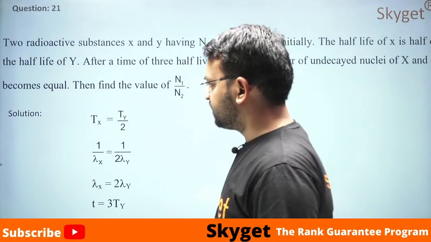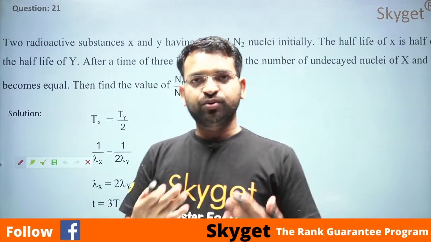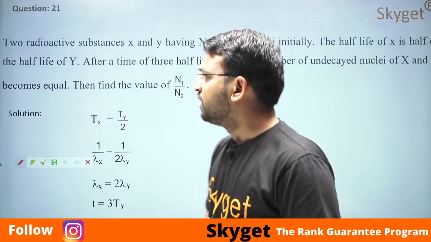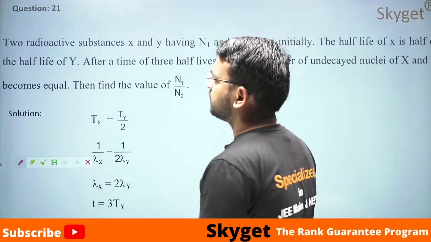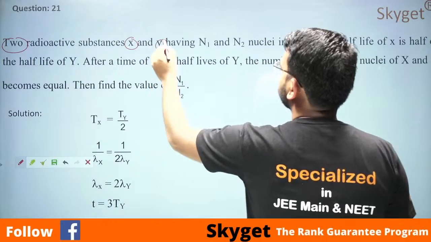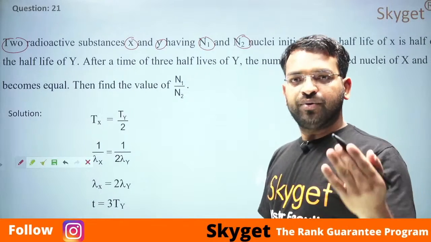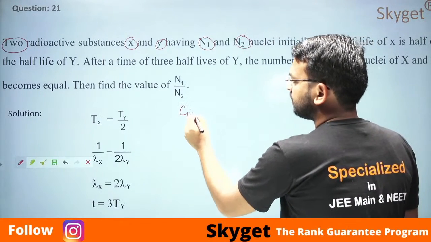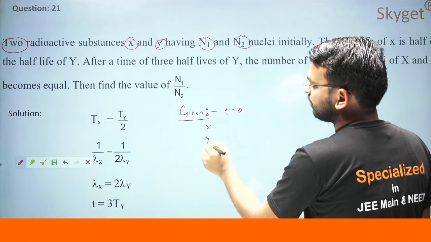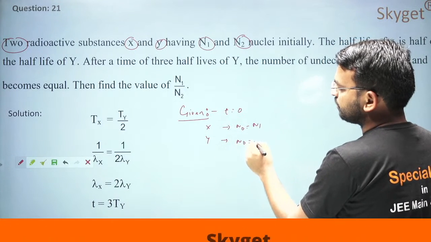So the next question is, if you have seen the nuclei chapter, in which I was teaching you how to solve radioactivity, what is half-life, and how to develop the relations, then this is going to be a very simple question. See, they are saying that we have two radioactive substances X and Y having N1 and N2 nuclei initially. So they have given the initial number of nuclei. What are the given details? At t equal to 0, for X, N naught is equal to N1, and for Y, N naught is equal to N2.